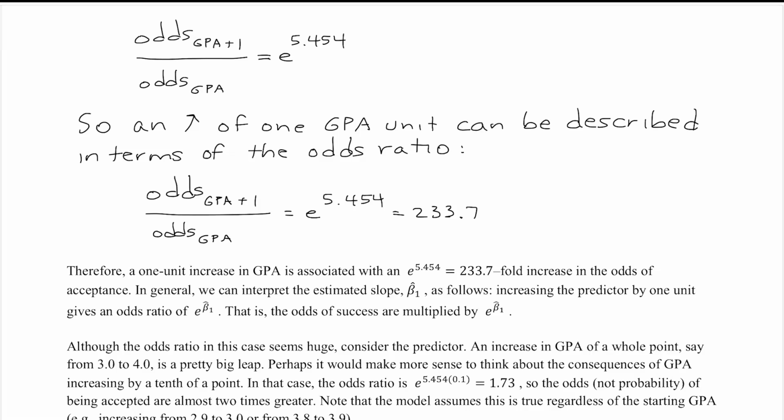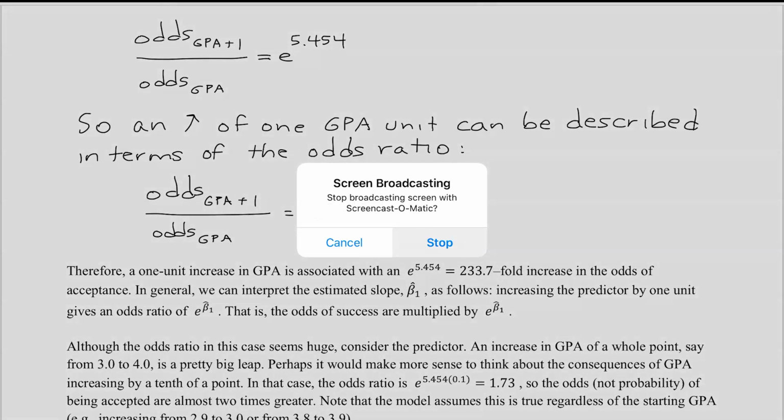And I just, again, parenthetically noted, because I catch myself doing this sometimes, my odds of being accepted as opposed to the probability of being accepted. We're talking about odds, which are not the same as probability. And I just have a final note there. The model assumes the same odds ratio regardless of where we're starting that GPA. So whether we're raising from 2.5 to 2.6, or 3.5 to 3.6, or what have you, whatever 1/10 increase we're talking about, regardless of where the starting point is, we get that same odds ratio of 1.73.